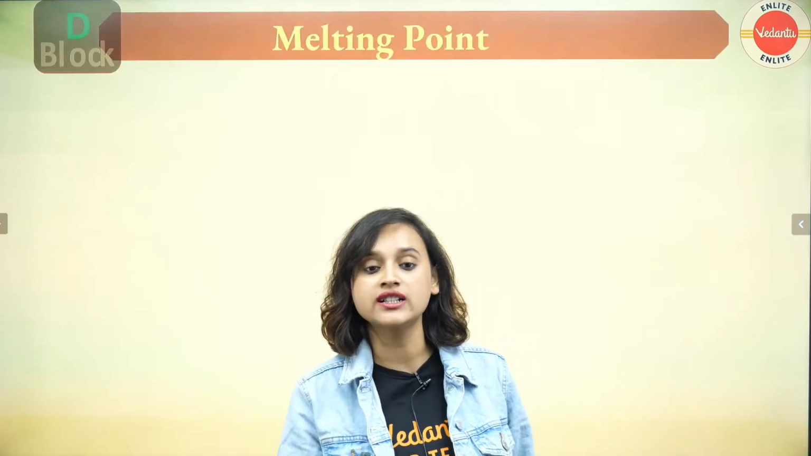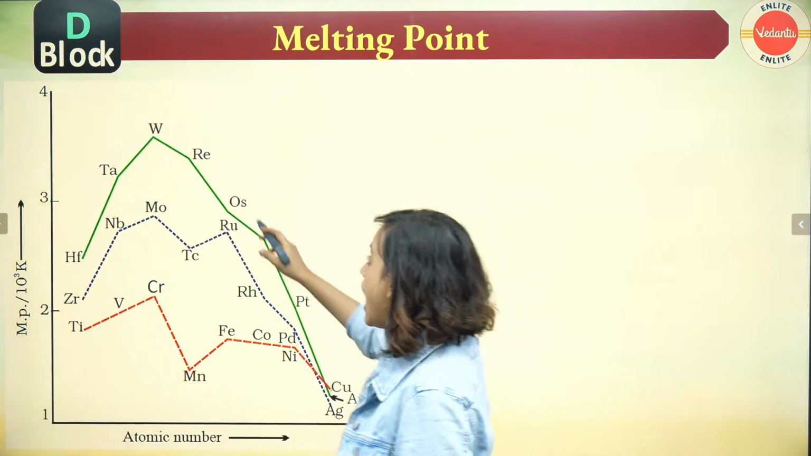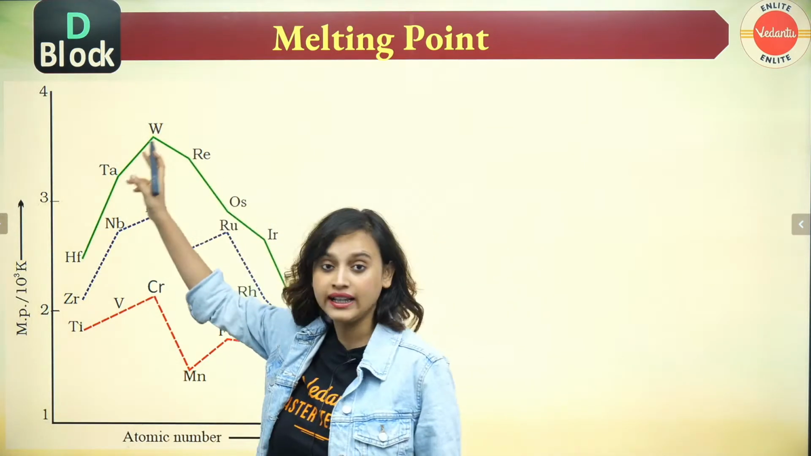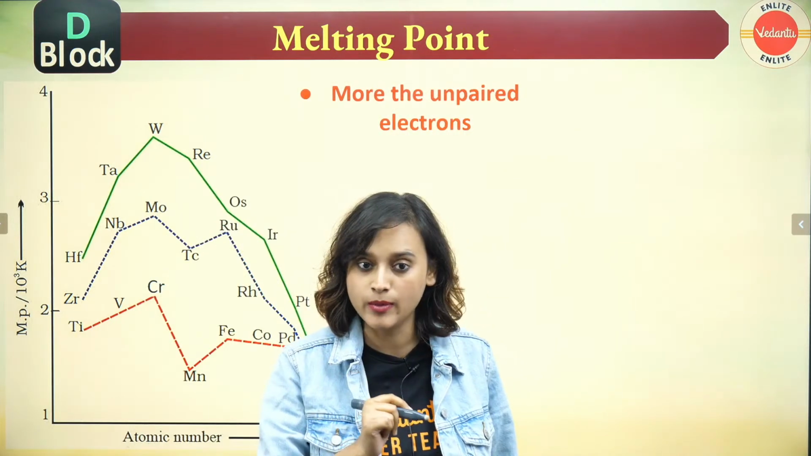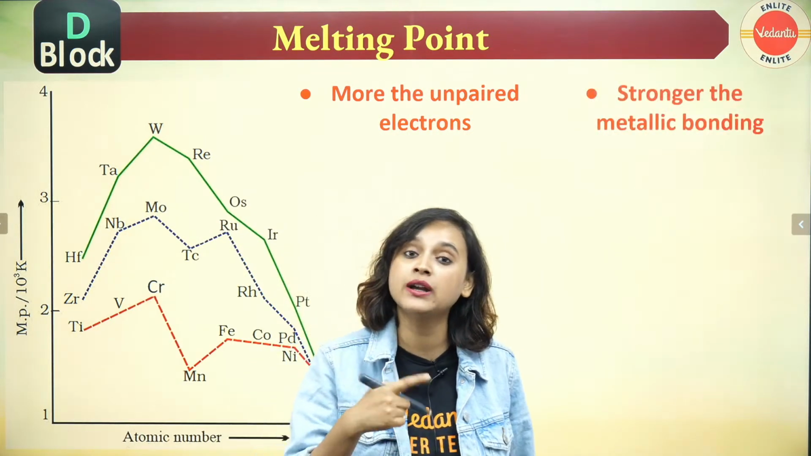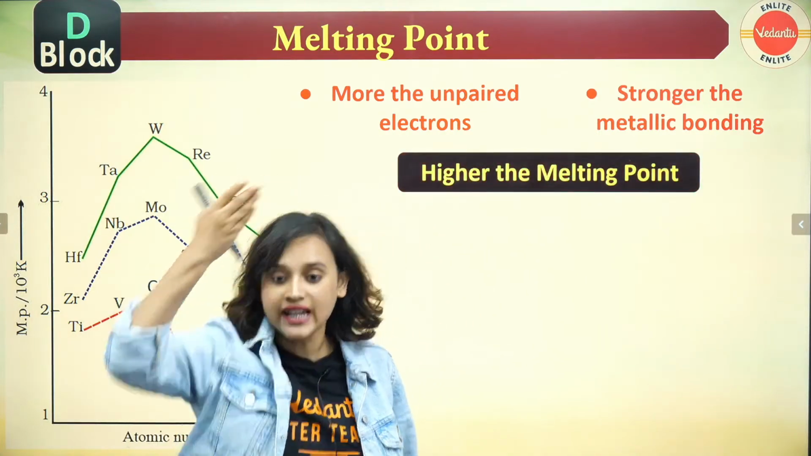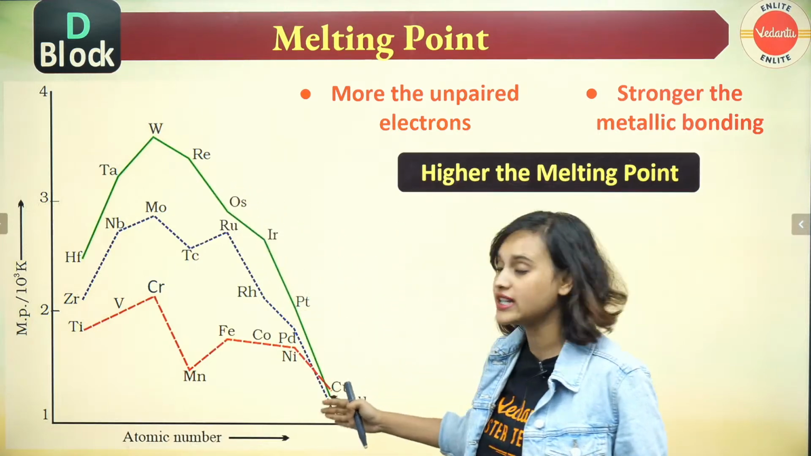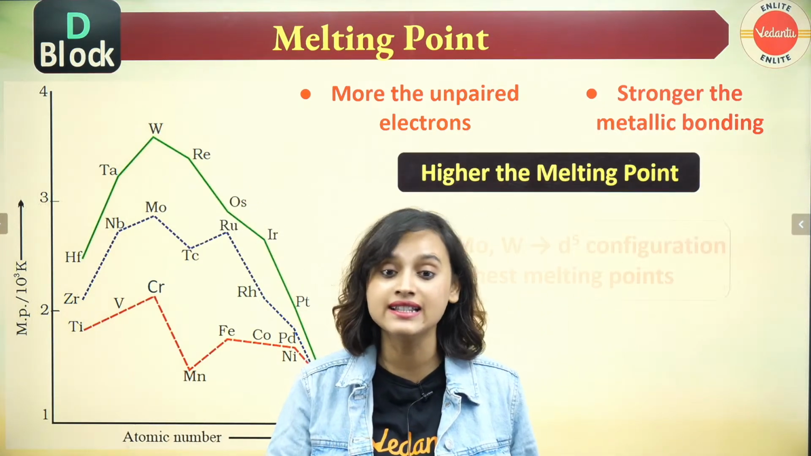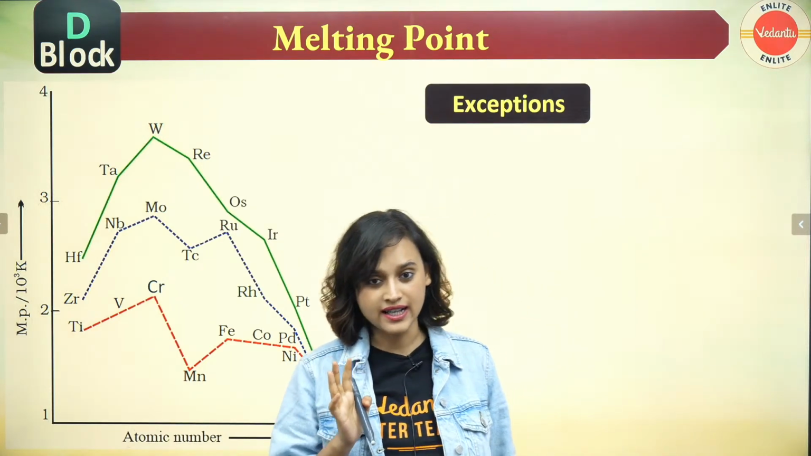General properties. What are the general properties that we read about? We read about the melting point, and we know that the half filled ones have the highest melting point, especially tungsten. Tungsten has the highest melting point, if you remember this, right? And the more the unpaired electrons, the melting point keeps increasing and then it decreases again. Why? Because the number of unpaired electrons again decreases, right? Do you remember this, everyone? Yes, we are done with this.